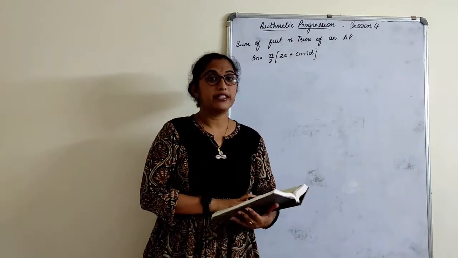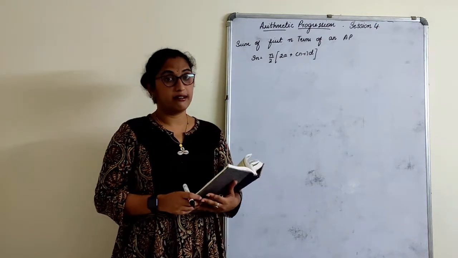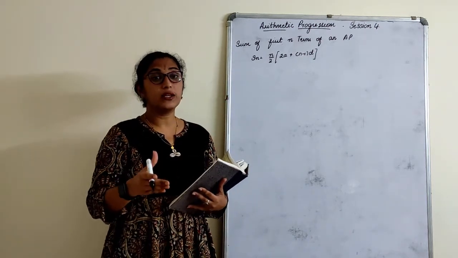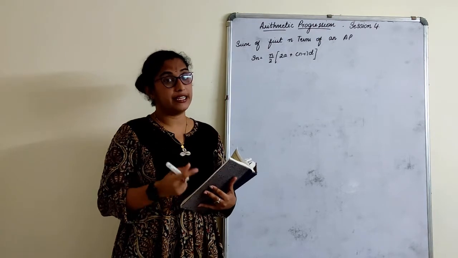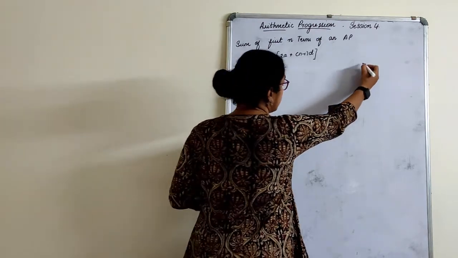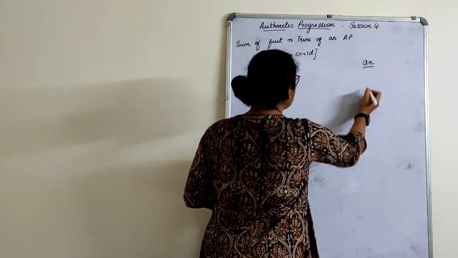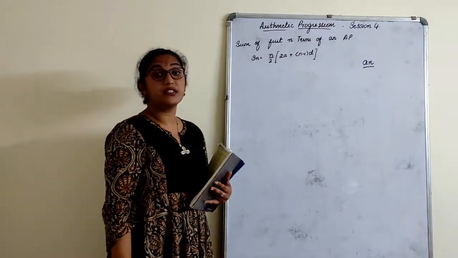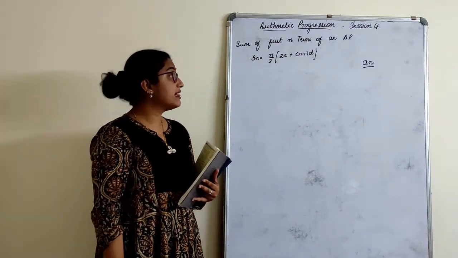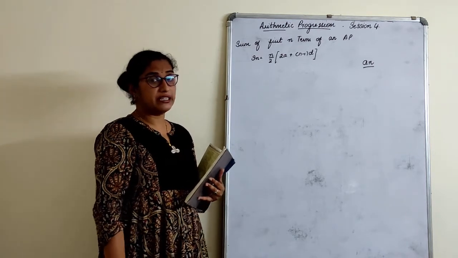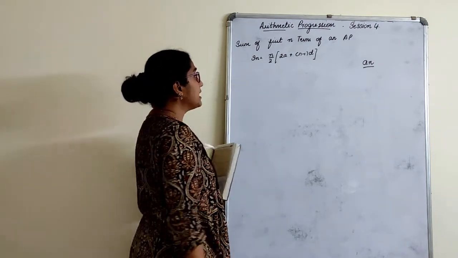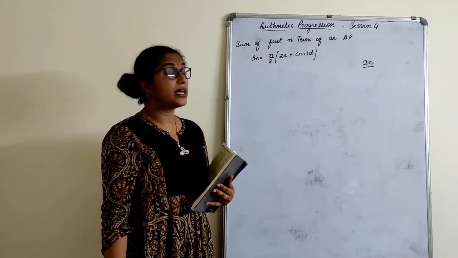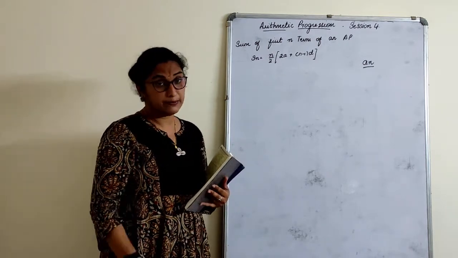Good morning. We will start session 4 on the chapter Arithmetic Progression. Till now we completed the nth term of an AP, and now we will start with the sum to n terms of an AP, that is, the sum of the first n terms of an AP. We are not doing any derivation here. It is given by Sn is equal to n by 2, 2a plus (n minus 1) d.